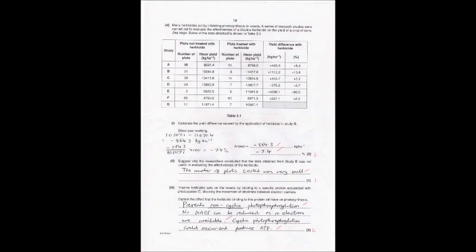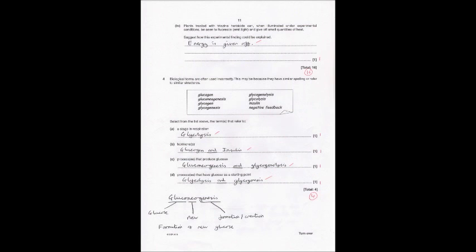That's 2 marks. Now, also what will happen: in non-cyclic photophosphorylation, no NADP can be reduced. There are no electrons available, so overall you can have no Calvin cycle. So photosynthesis will effectively stop.